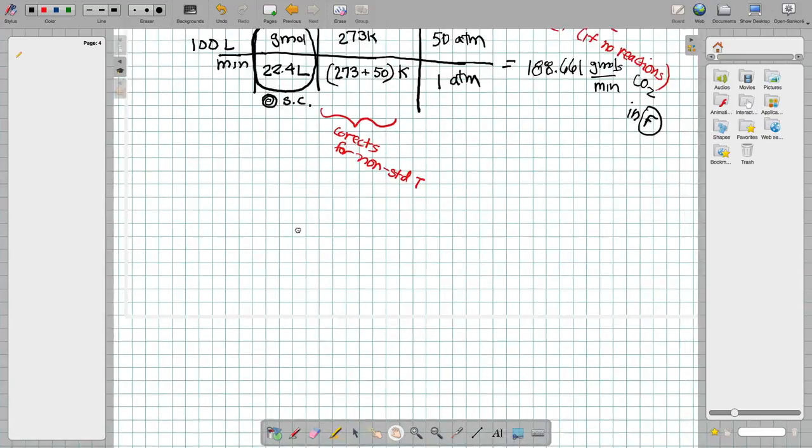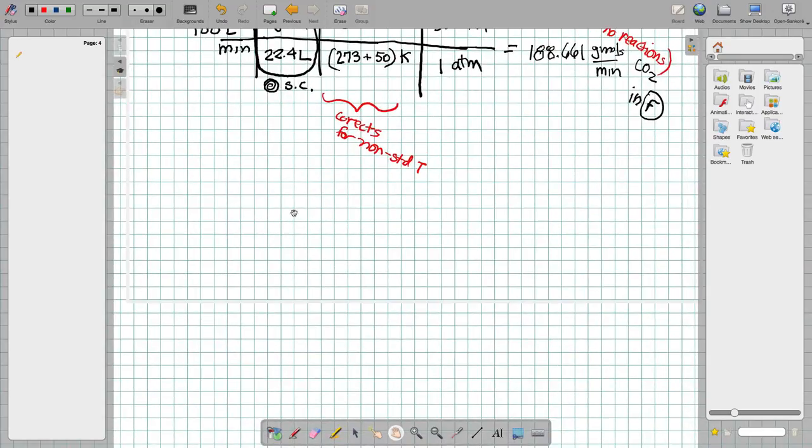Okay, so now we're going to go ahead and figure out the moles of air. If I were you trying to learn how to do this, I would stop this screencast right now and try to figure it out myself, see if I can do it first, and then see how I do it. Okay, so here's what we have coming into the air. We have 50 liters per minute.